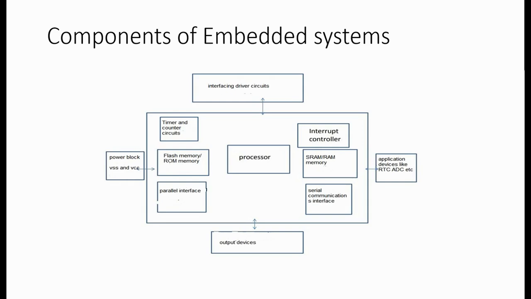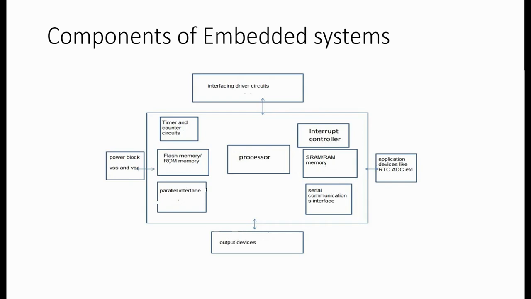Coming to the components of embedded systems, there is one central block which is called the processor. It executes the program instructions stored in memory. It also handles and controls the data processing. Flash memory is used to store program code, which remains even after the power is turned off. It is a non-volatile memory. RAM is a volatile memory used for temporary data storage and driving program execution.